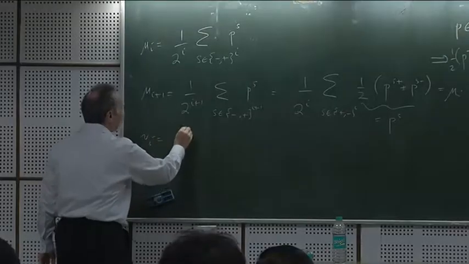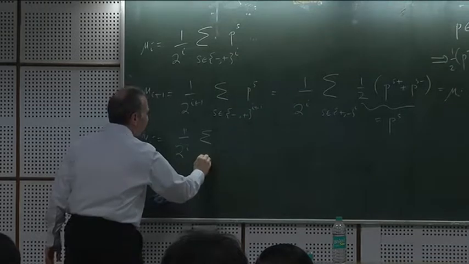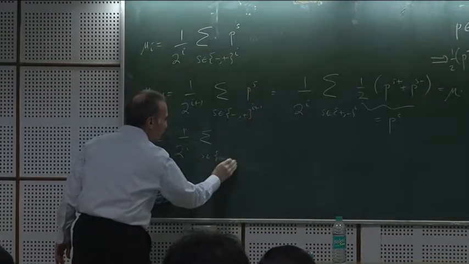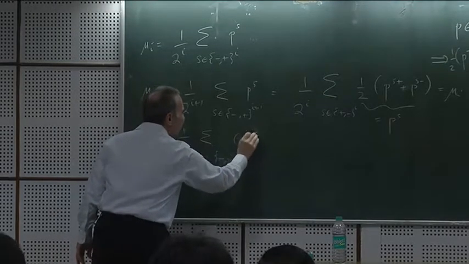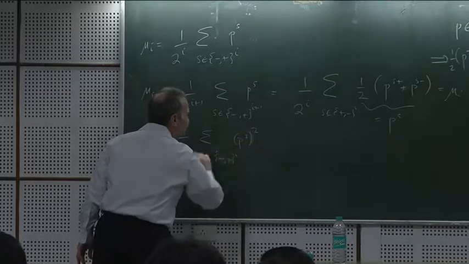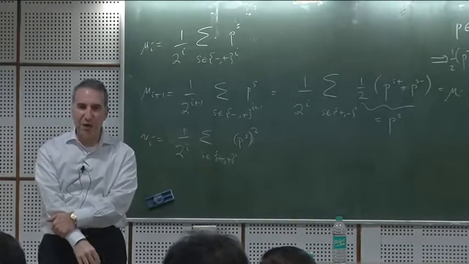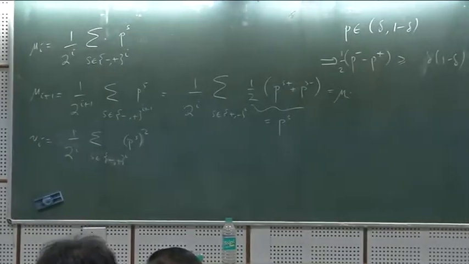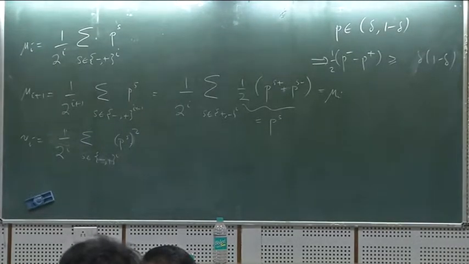So the nu i's are again the same, 1 over 2 to the I, the same summation. I guess I should use the ps squared. So I'm taking the average of the squares of these p's. So now, what about these things? How do they behave?